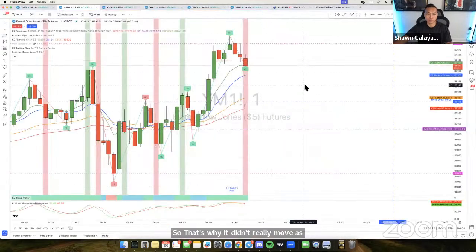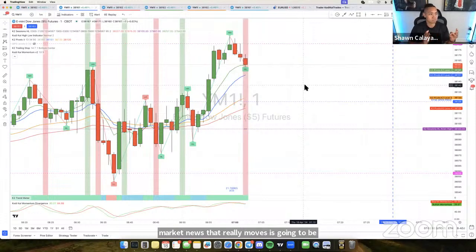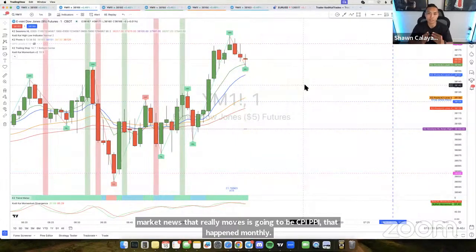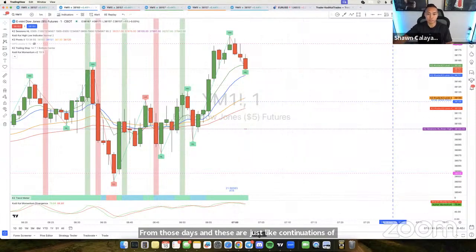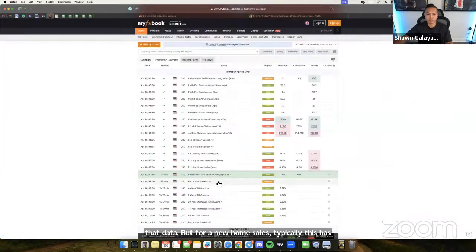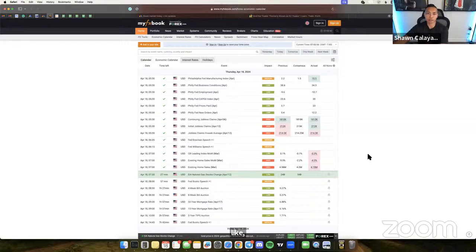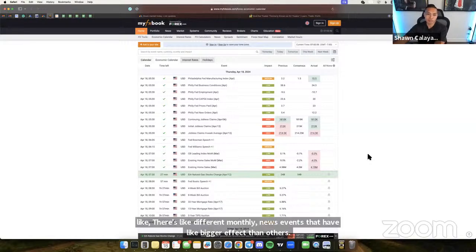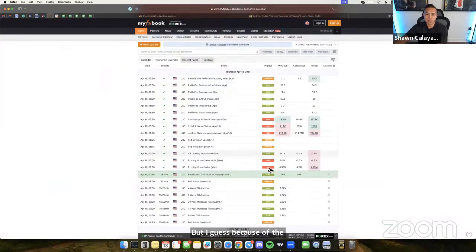But the pre-market news that really moves is going to be CPI, PPI that happen monthly, and FOMC. Those are the main ones that actually do, because the data is already out from those days, and these are just continuations of that data. But for new home sales, typically it has an effect. If you remember this from last month, this actually spiked price. There are different monthly news events that have bigger effects than others. But I guess the housing market usually goes hand in hand with interest rates, right?